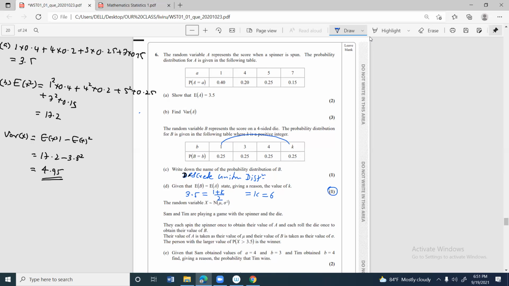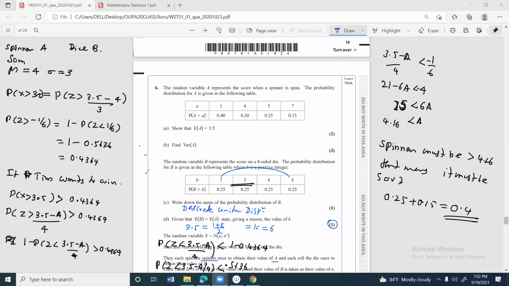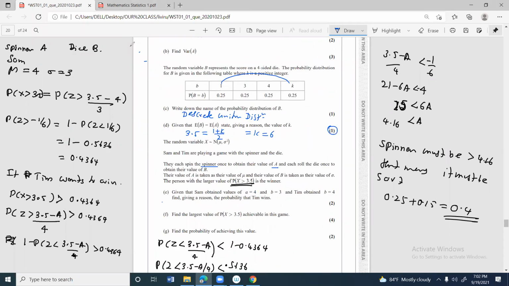Right. Okay. Let's try to understand this question. If I repeat this question, look at this. Each person spins the spinner to obtain the value for A, and A is the reading from the spinner and B is the reading from the die, right? Then for Sam, A is 4 and B is 3, and to win the game, X should be more than 3.5.